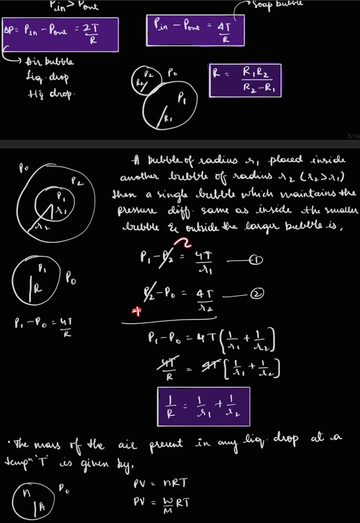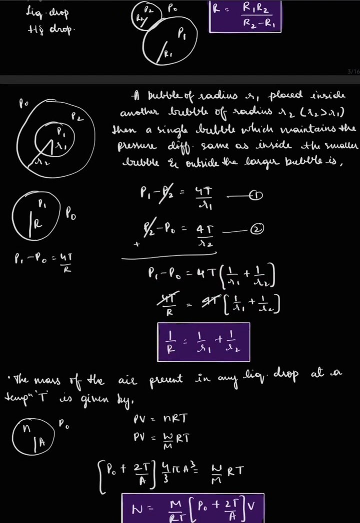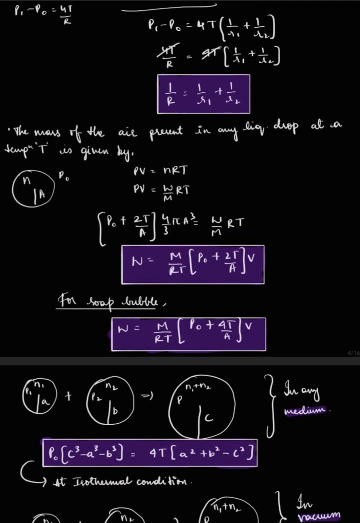So if you add them, this will cancel out. P1 minus P0 equals 4T upon this, and the new radius will be 1 upon R equals 1 upon R1 plus 1 upon R2. Okay.